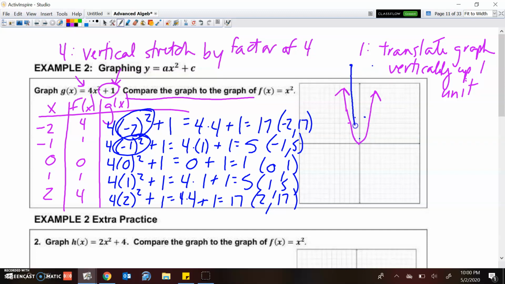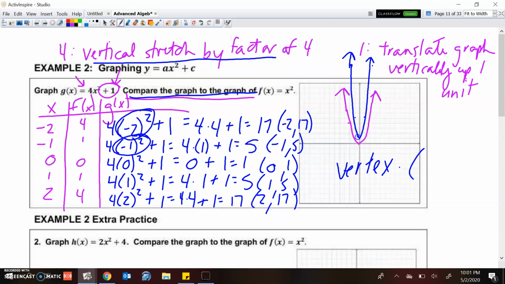So this is my new parabola, and if I look at it when they ask to compare it, yep, it is a vertical stretch. It got narrower by a factor of 4 because of that a value, and then in addition to that, it shifted up 1 unit. And my vertex, if they asked me for that, I could say my vertex is the c value, which is 0, 1, and my axis of symmetry is just x equals 0, just like we saw on the front side.